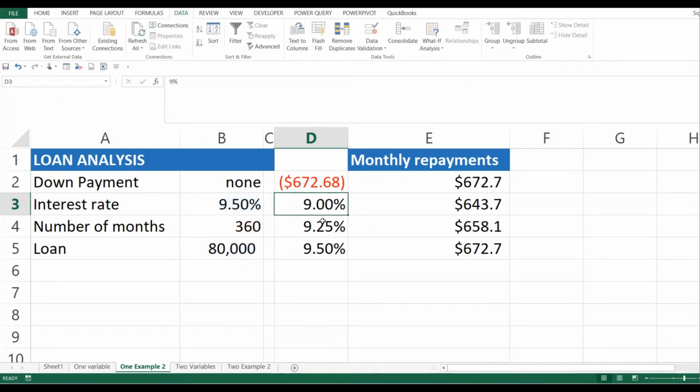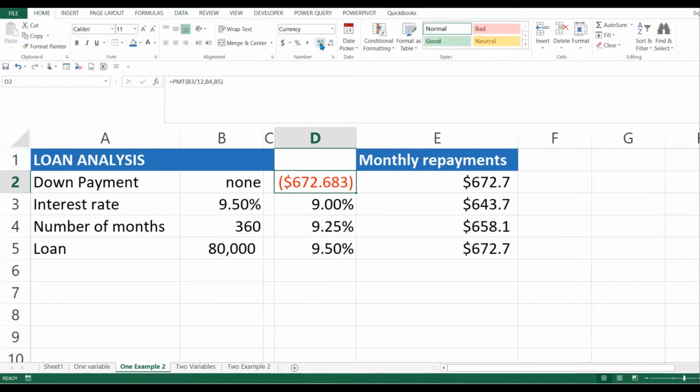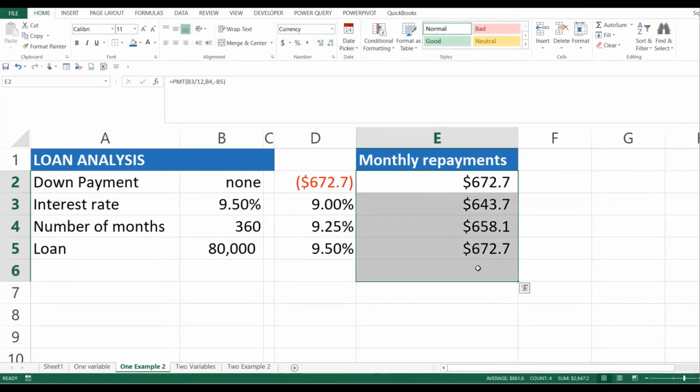So it tells me my monthly loan repayment is 672.68, which is about 672.67.